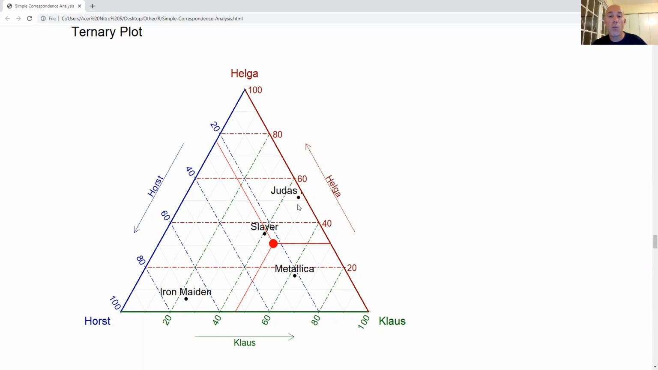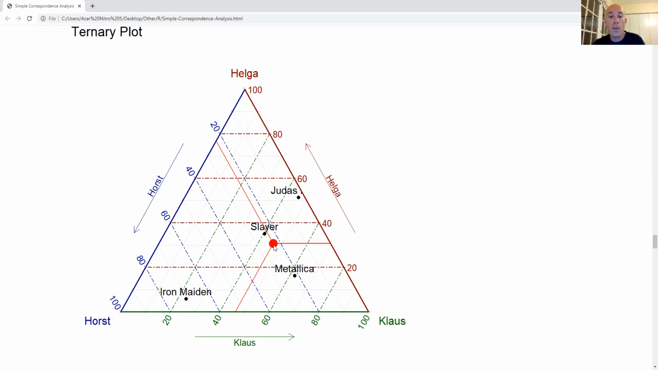So we can see that Horst attended very few Judas Priest concerts. We can see that Helga attended very few Iron Maiden concerts. But since it's not on the edge, we can see that they did attend some, just not as many as the other two. And we can see that between Horst and Klaus, Horst attended a lot more Iron Maiden concerts because it's closer to Horst.